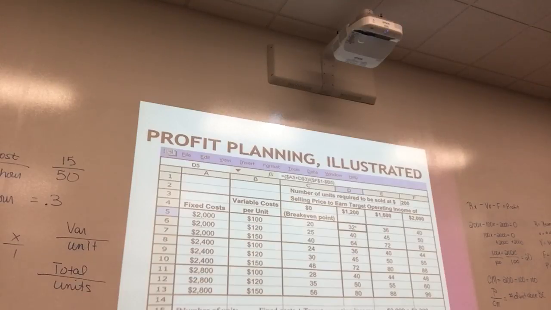The other way is just, instead of just profit, you take your fixed costs plus your target operating income divided by your contribution margin. So that would be 2,000 plus 1,200 divided by 100. And that will give you your 32. Okay?